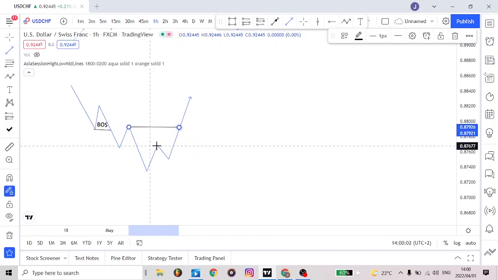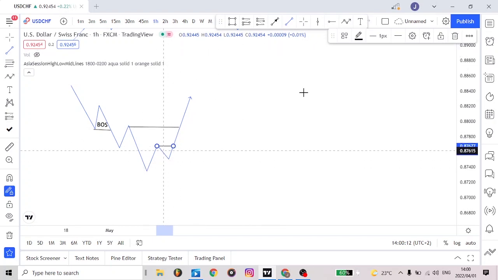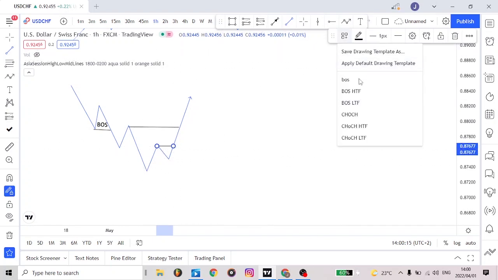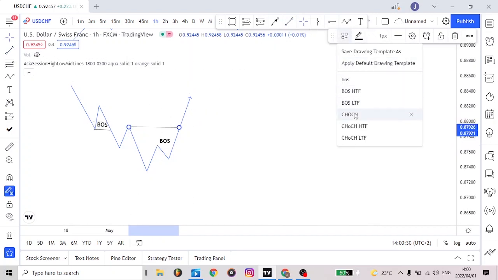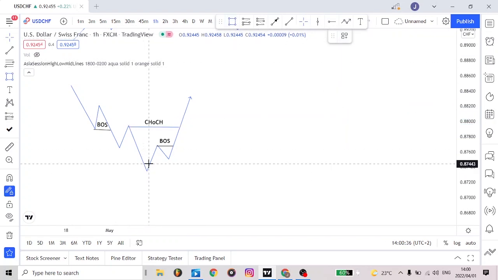Okay, so some people go ahead and label this here as a change of character. No, this is not a change of character, this is just a break of structure. And this break of structure led to the change of the demand zone. Okay, in this case it led to the change of the supply zone. So that's going to be a break of structure, and then this over here we're going to name it our change of character.